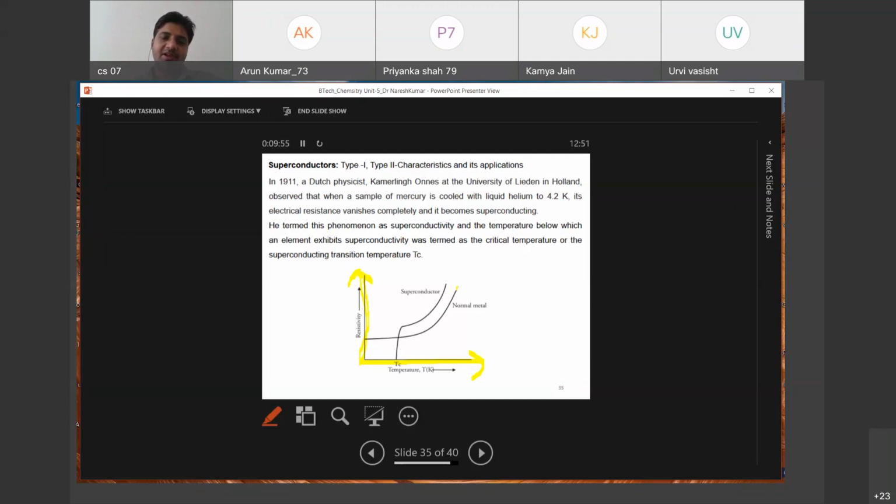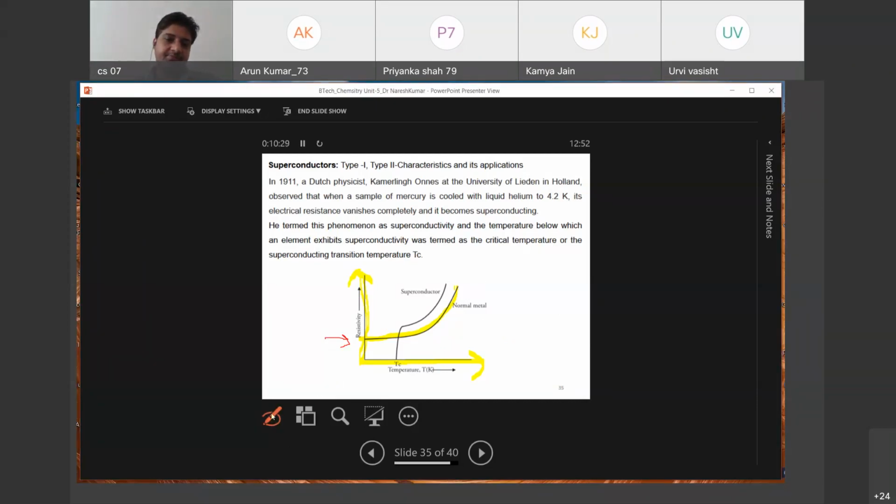So in the case of a normal metal, when you decrease the temperature here, what happens? Their electrical resistance decreases a little bit and it becomes constant here. Now here you will see, you will have some value of electrical resistance for the normal metal. This happens in the case of a normal metal when you decrease the temperature. Now see the metal which can behave like a superconductor. In that case, what happens?